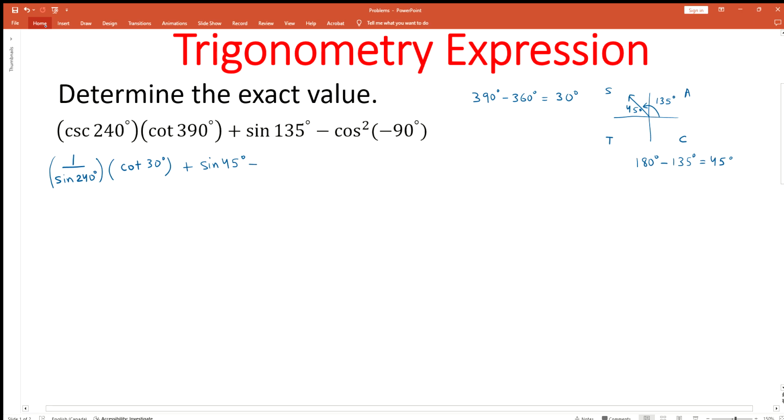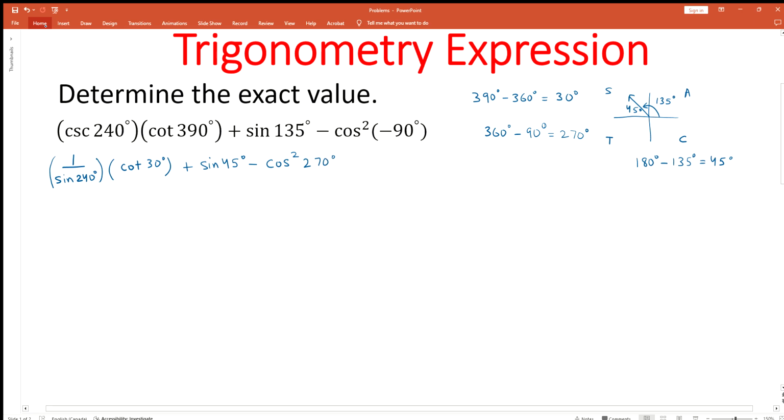Next, we can simplify cos squared negative 90 degrees. This is a negative angle. The first step is to change this negative angle into a positive angle. We can do that by subtracting 90 degrees from 360 degrees. I get 270 degrees. So cos squared negative 90 degrees can be written as cos squared 270 degrees.